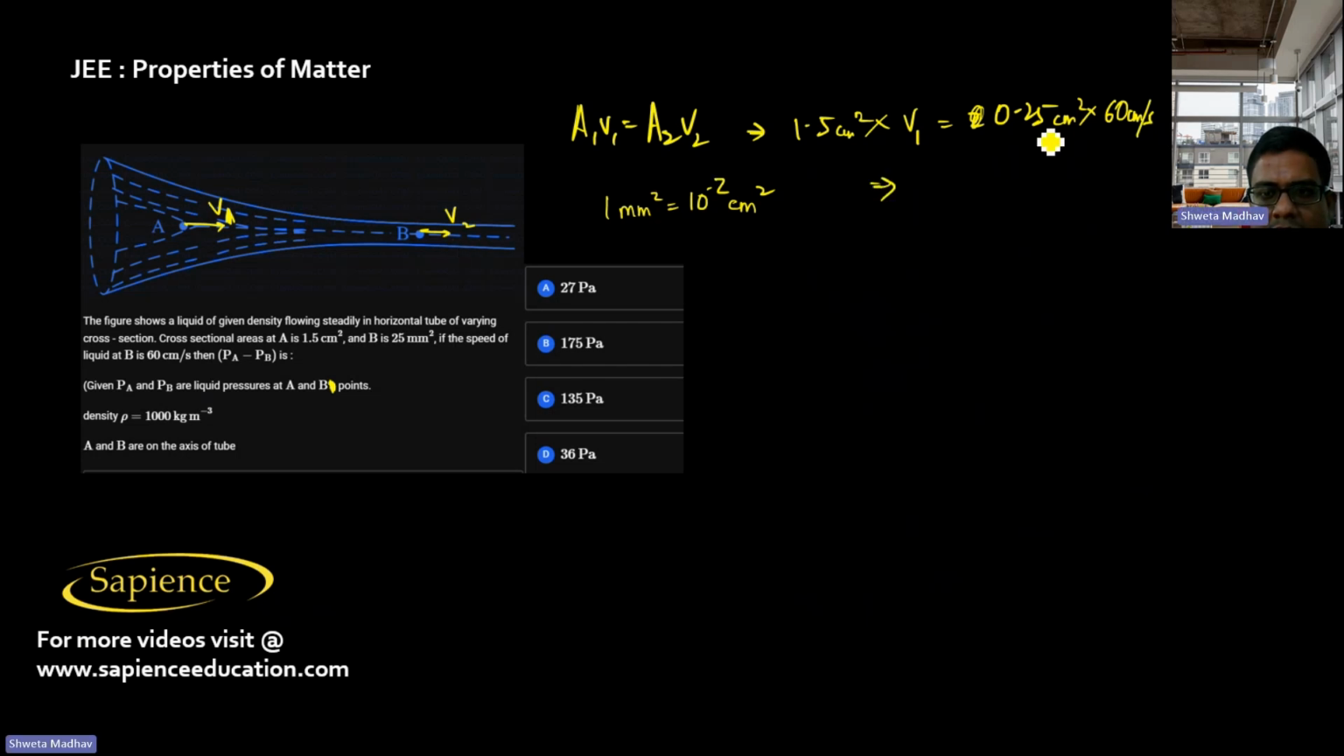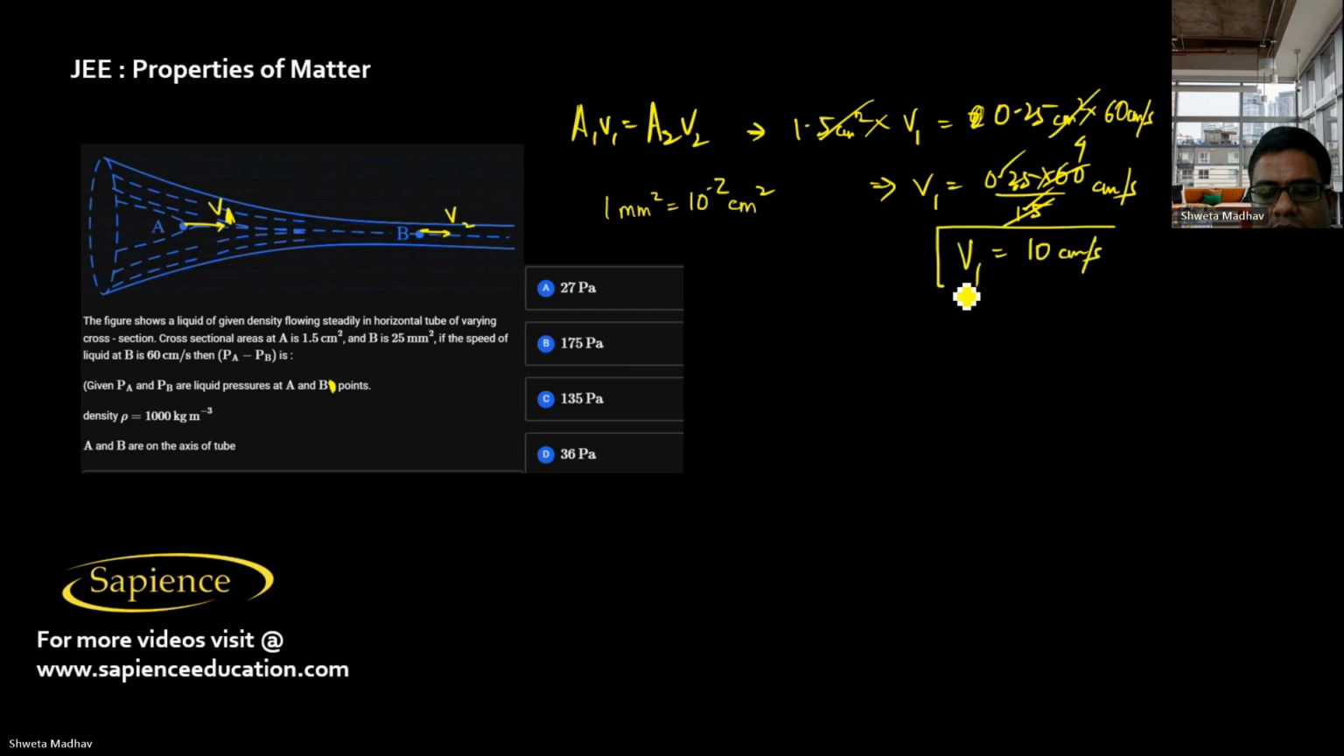So now centimeter square will cancel. So V1 will be equal to 0.25 into 60 by 1.5, this much centimeter per second. So the point will cancel, and then 15 4s are 60, 4 5s are 20. So this is 10 centimeter per second, V1.